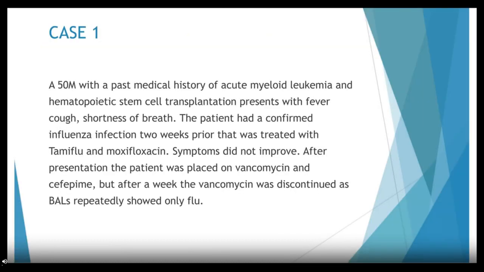Okay, so we'll go through some cases and then we'll wrap up and have time for questions. So this first case we have is a 50-year-old guy who had a history of acute myeloid leukemia and received a stem cell transplant for that. And he comes in with a fever, a cough, and some shortness of breath. He had influenza infection recently and had been in and out of hospital for treatment for that.